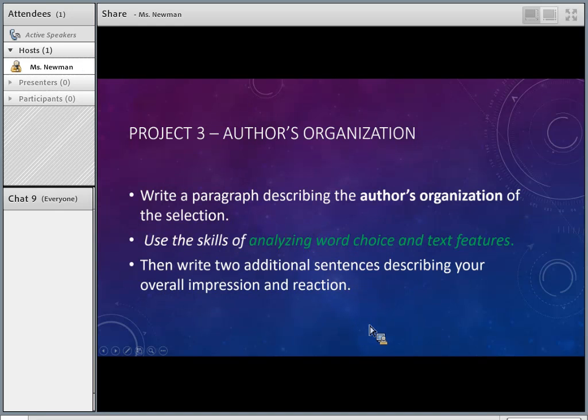Okay, the next day, it asks you to look at the author's organization. So you're looking at how he organized his speech. Use the skills of analyzing word choice and text features. We'll talk about that more in depth. Then write 2 additional sentences describing your overall impression and reaction.